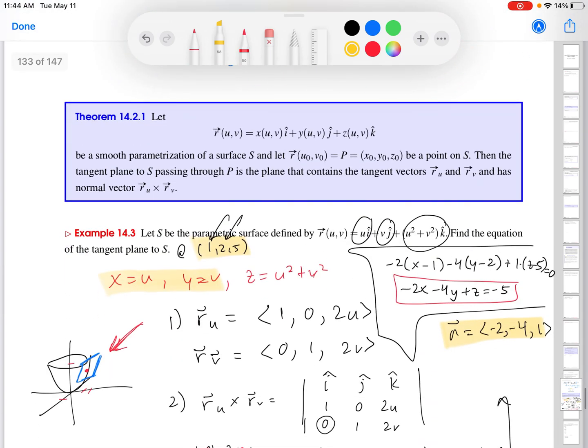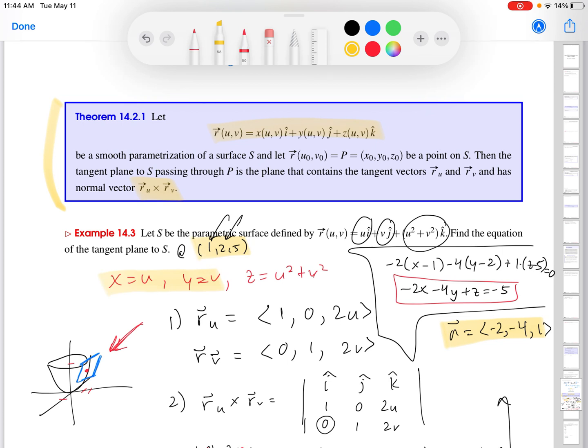And we didn't use this in this theorem because it's more natural to use the earlier plane equation, but if you want to find the tangent plane to a surface, then this theorem tells us the normal vector to that plane is Ru cross Rv. And this is coming from the parametrization of the surface.